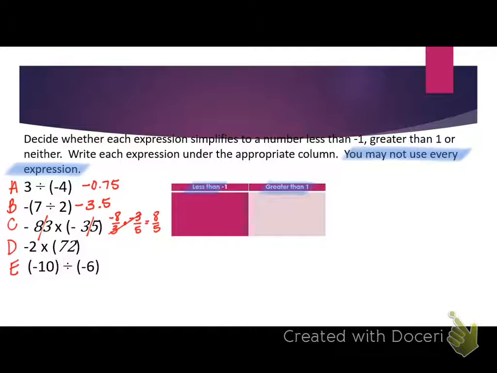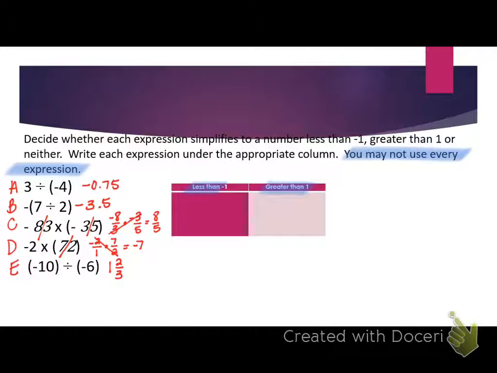And D, that again should say negative 2 times 7/2 according to your study guide. So negative 2, which is negative 2/1, times 7/2. Your 2's would cancel, and then you're left with negative 7. For E, that is negative 10 divided by negative 6. Two negatives are going to give you a positive here. And then 10 divided by 6 is 1 2/3. So you have positive 1 2/3 here.